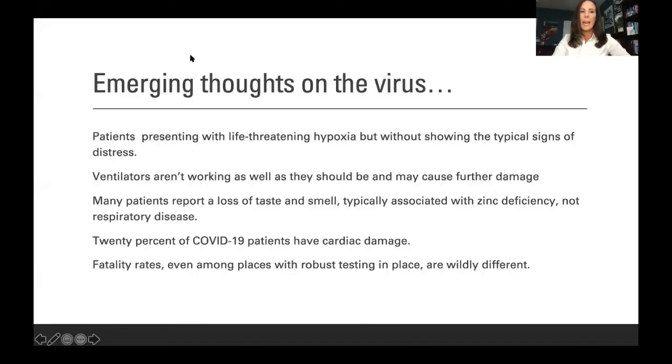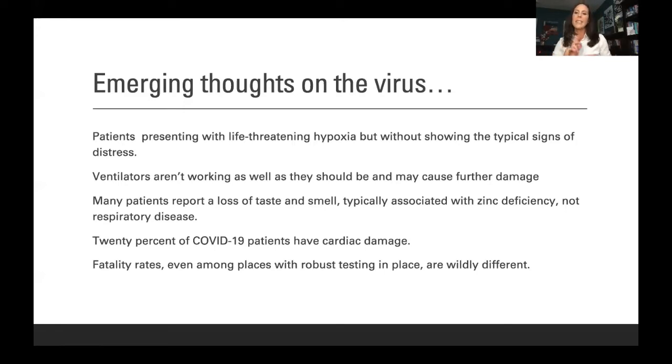So what is happening in this situation? Patients present with life-threatening hypoxia, but show typical signs of distress. Ventilators aren't really working like we think they should be. And many patients reported loss of taste and smell, which we now know is likely associated with the zinc deficiency.